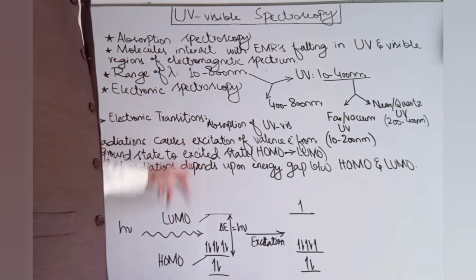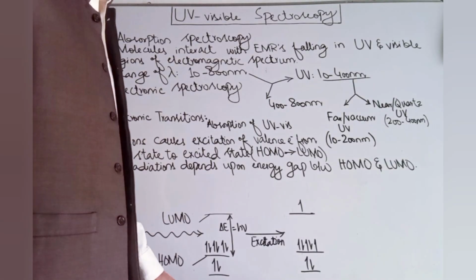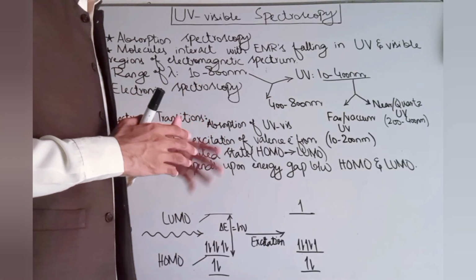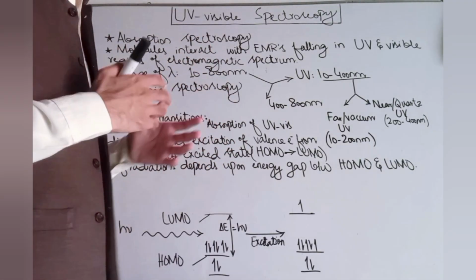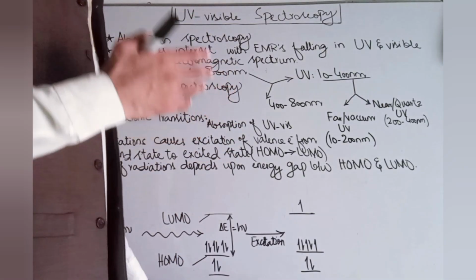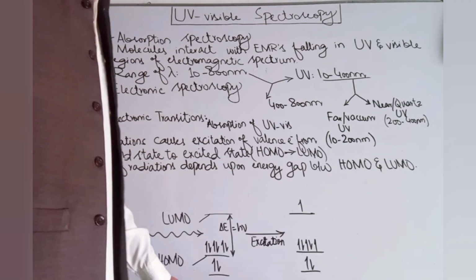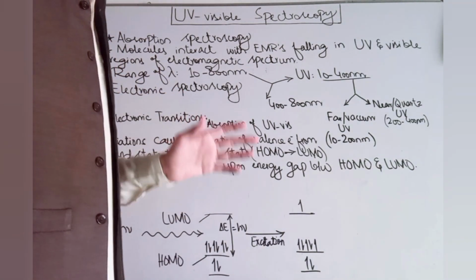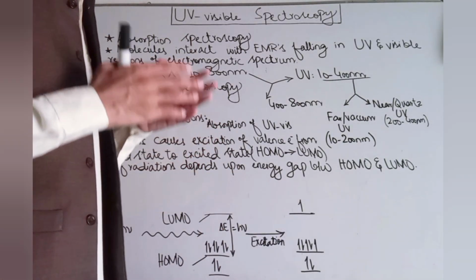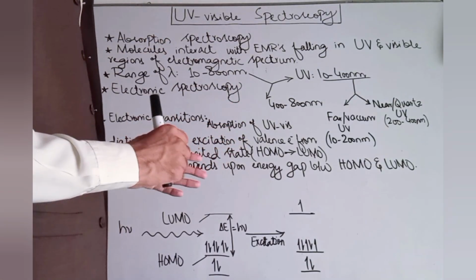So molecules interact with EMRs falling in the UV visible regions of the electromagnetic spectrum. In earlier lectures, we studied the electromagnetic spectrum and its ranges, and we talked that there exist 7 regions in the electromagnetic spectrum, and 2 of the regions are UV and visible. So in UV visible spectroscopy, the radiations that are made to interact with the molecules fall in the UV and visible region of the electromagnetic spectrum.